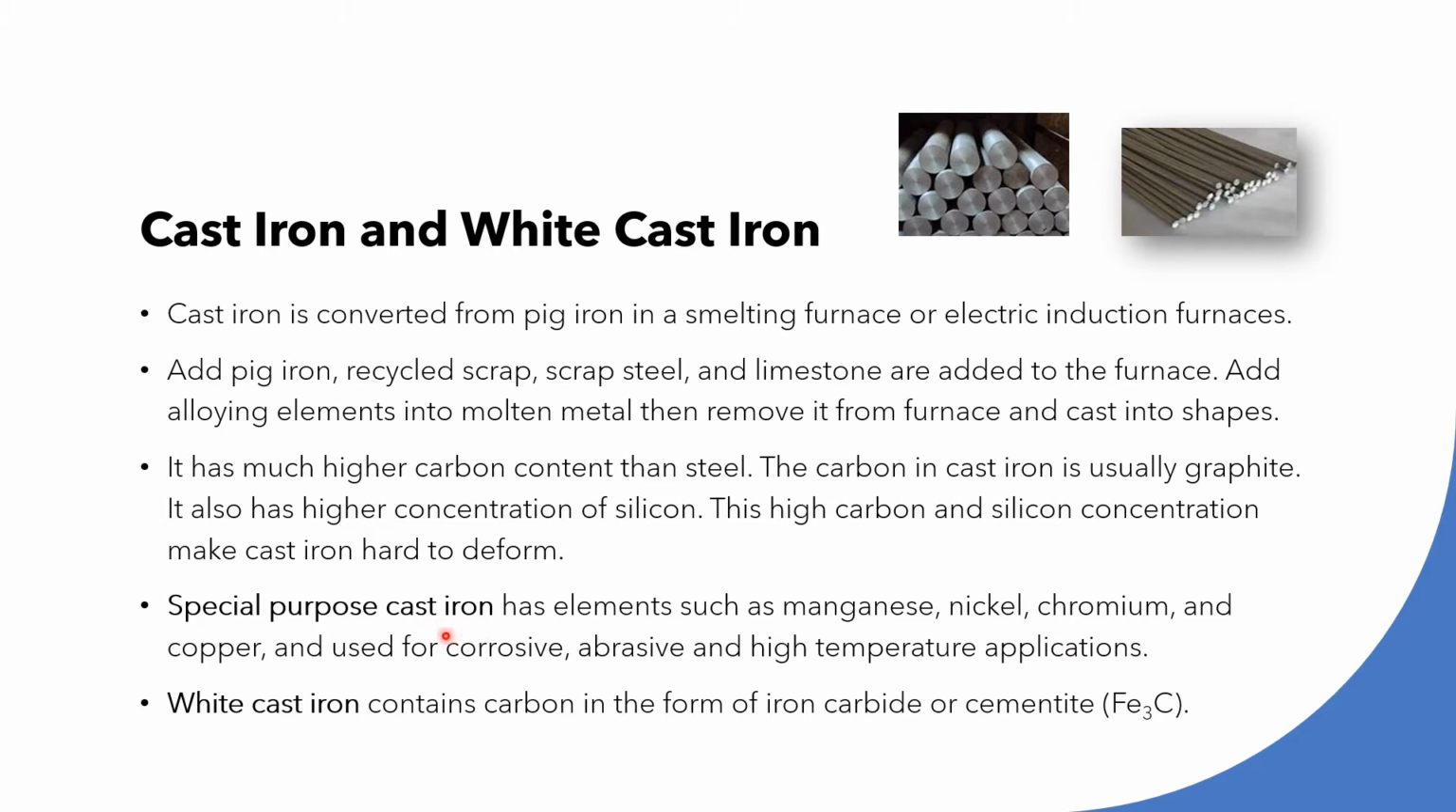So these are all special cast irons because we're adding elements other than silicon. Silicon makes cast iron really hard. These elements make cast iron corrosion resistant, abrasive resistant, and able to withstand high temperature applications. Another cast iron is called white cast iron. It contains carbon, but in the form of iron carbide, or cementite. Cementite is nothing but iron carbide. We call it iron 3 carbide, Fe3C.